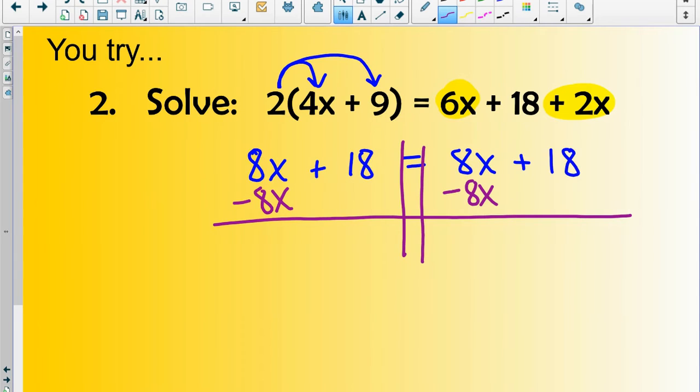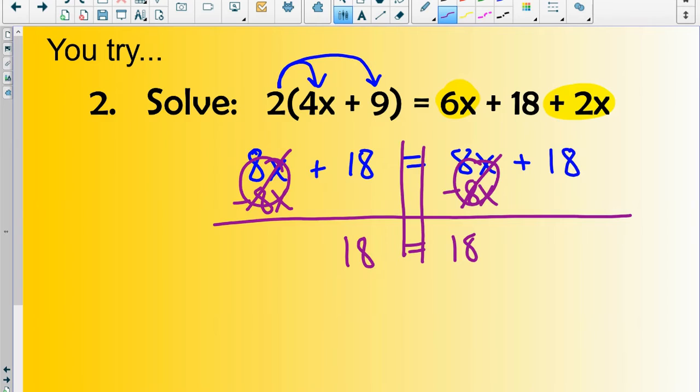And if I simplify what's left, 8x minus 8x is 0, and 0 plus 18 is 18. On the right-hand side, 8x minus 8x is 0, and 0 plus 18 is 18. My variable terms canceled out on both sides of the equation again. I don't even have x as part of my equation anymore. All I have left is 2 numbers, 18 equals 18.